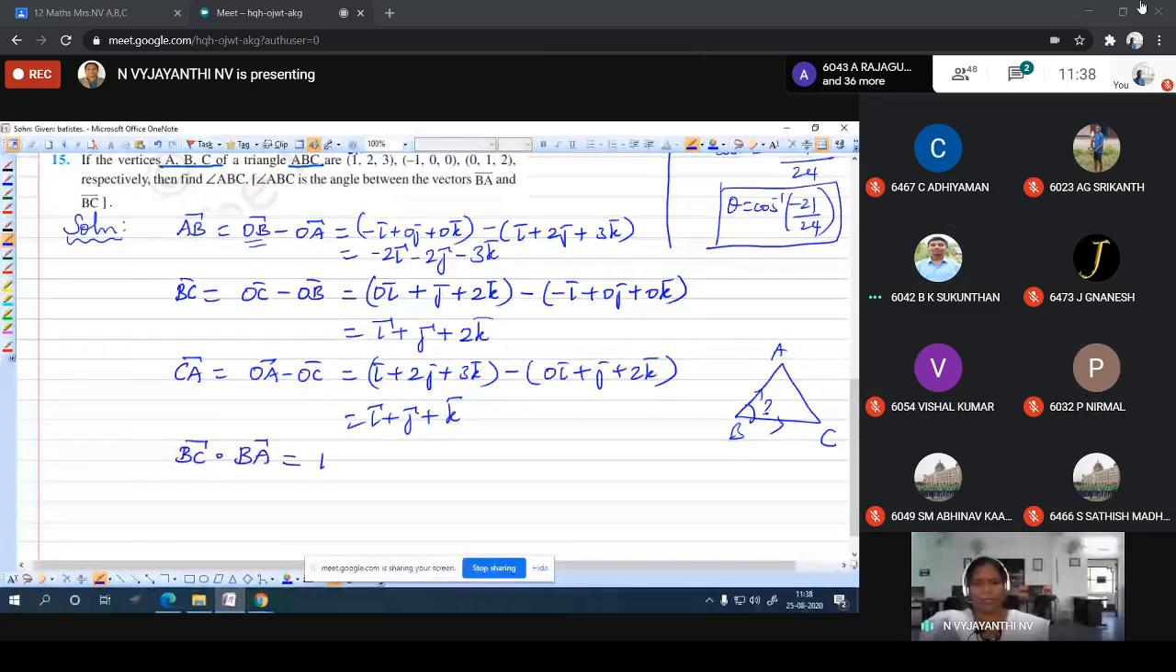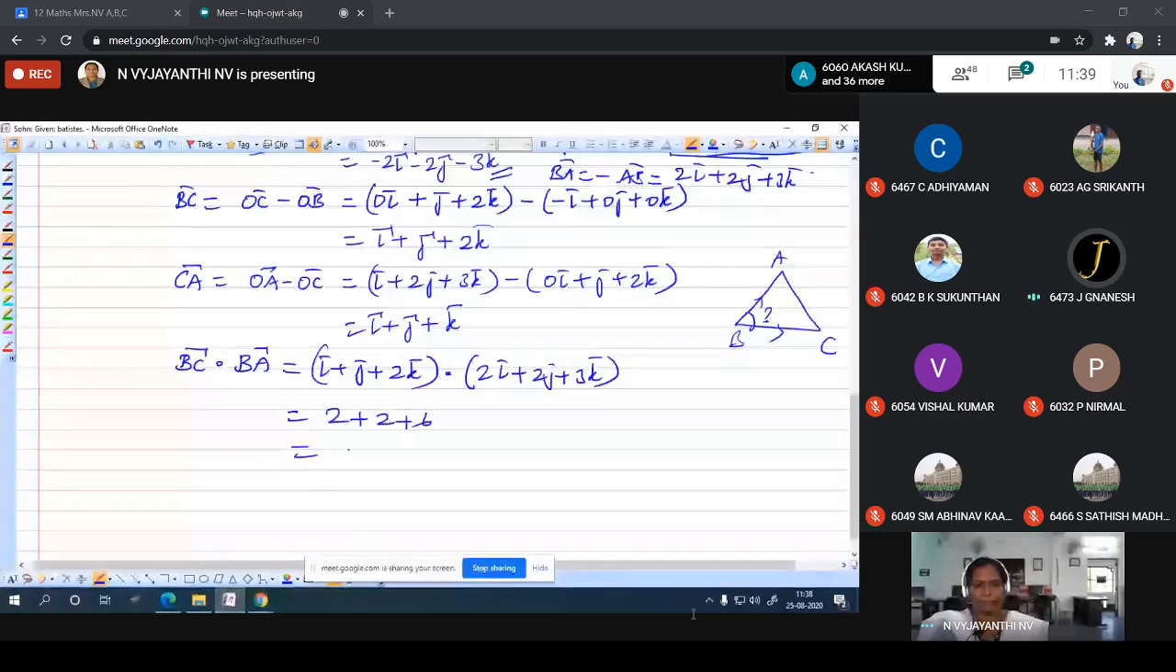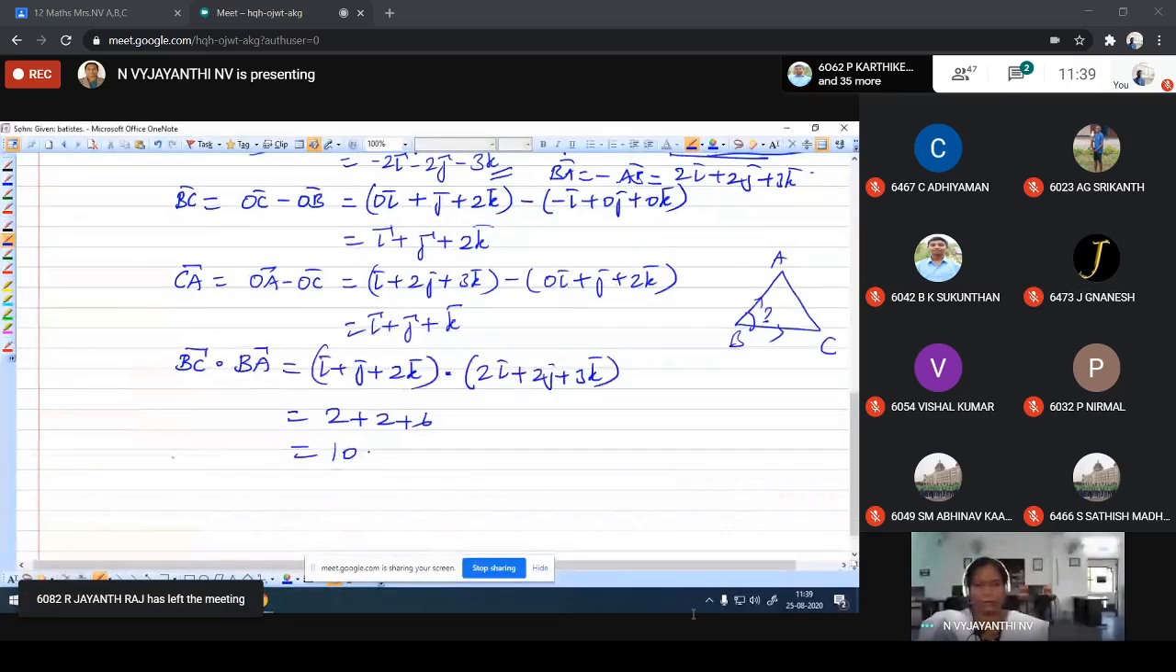So what is BA vector now? AB vector is this. BA vector is minus of AB vector, that is equal to 2i plus 2j plus 3k. BC dot BA: what will you get as the dot product? 2 plus 2 plus 6, that is equal to 10. But what do you want? Angle.